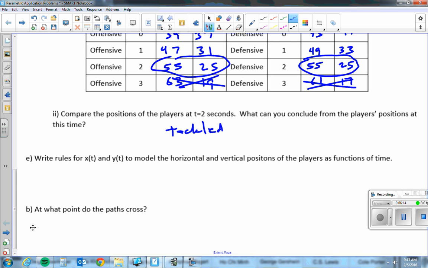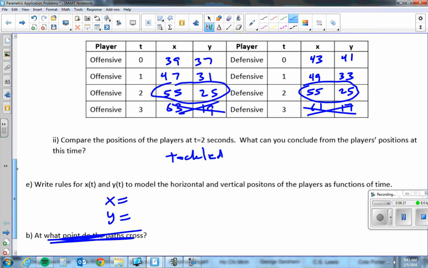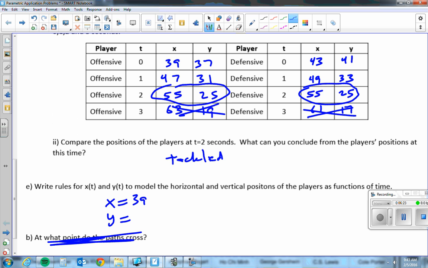Anyway, all right, last part. I don't know why that's there. I'll do the offensive player first. His x value started at 39 and increased by 8 every time.